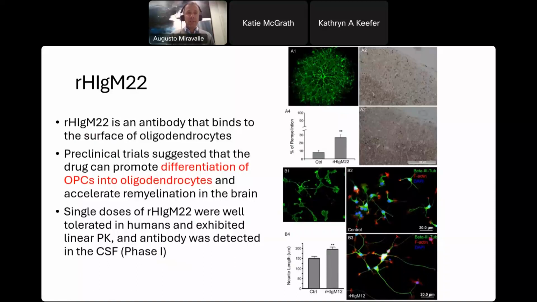So very briefly, one of the potential targets of myelination or remyelination is this monoclonal antibody that doesn't have an attractive name yet. It's known as a recombinant IgM22 antibody. It's a monoclonal antibody that binds to the cells that produce myelin and helps them become more mature. So it goes into the baby cells and helps them mature into myelin producing cells. It's already been tested in a phase 1 clinical trial, and we are hoping it's going to be rolled into larger clinical trials as well.